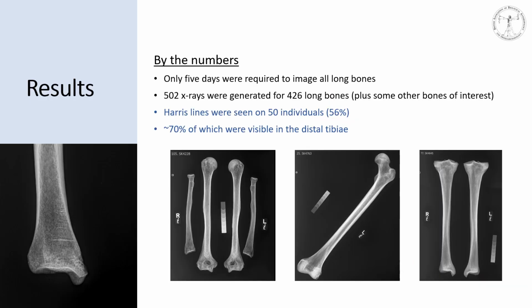Results by the numbers. Only 5 days were required to image all the long bones instead of the 10 that were funded. This is because of the speed of a digital X-ray room and having an experienced osteoarchaeologist on board. 502 X-rays were generated for 426 long bones, plus some other bones of interest that showed weird pathology. For those that are interested, Harris lines were seen on 50 individuals, so that's 56% of the sample, and about 70% of which were visible on the distal tibiae.